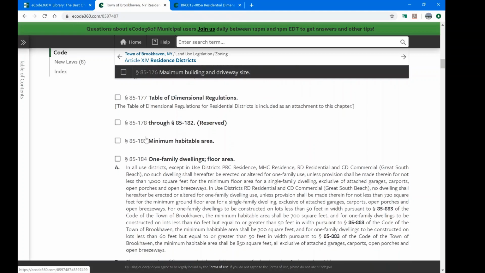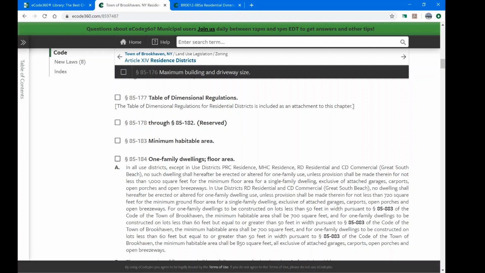We have some requirements for minimum habitable area. How small of a house can you get? I know people have asked in past classes, can I have a tiny house? And the general answer is no, because the zoning code doesn't permit it. This says in all districts except planned retirement, mobile home, residential districts, and commercial, no dwelling shall be erected or altered for one family use unless provisions are made therein for not less than 1,000 square feet for the minimum floor area for a single family dwelling.